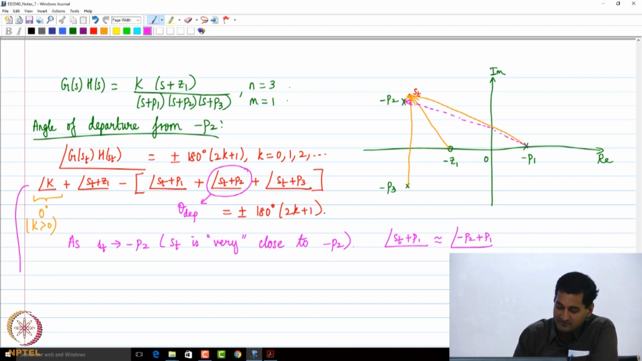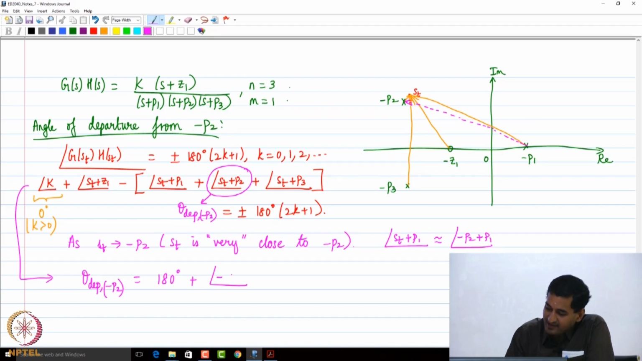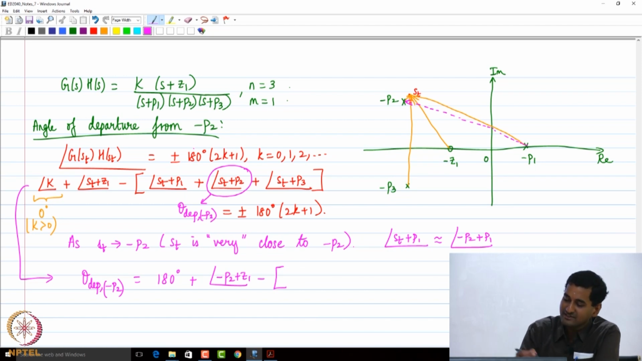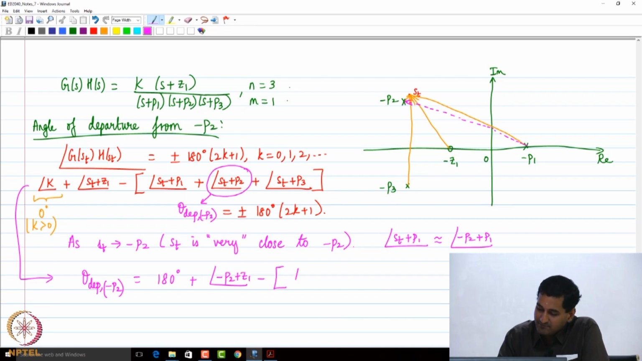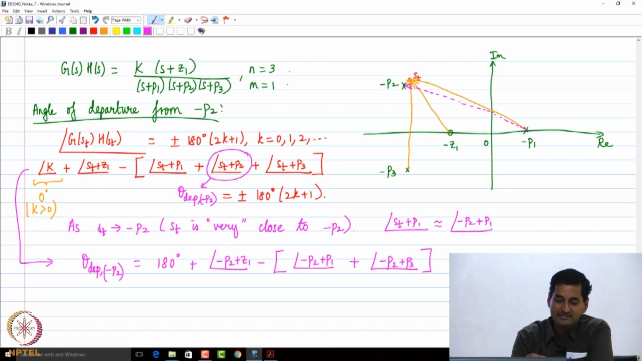So from here what I get is that theta departure from minus P2, which is what we are interested in, is going to be equal to 180 degrees plus the angle of minus P2 plus Z1, minus, because I am just taking this to the right hand side, bringing this to the left hand side, plus the angle made by the vector from minus P1 to minus P2, and the angle made by the vector from minus P3 to minus P2. And that is what this formula is.